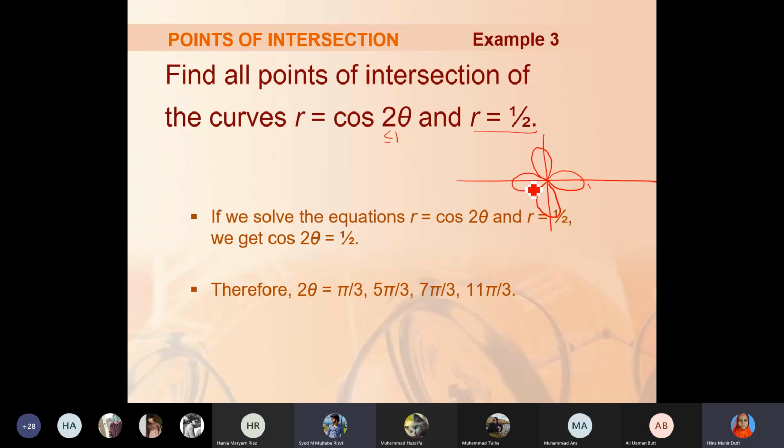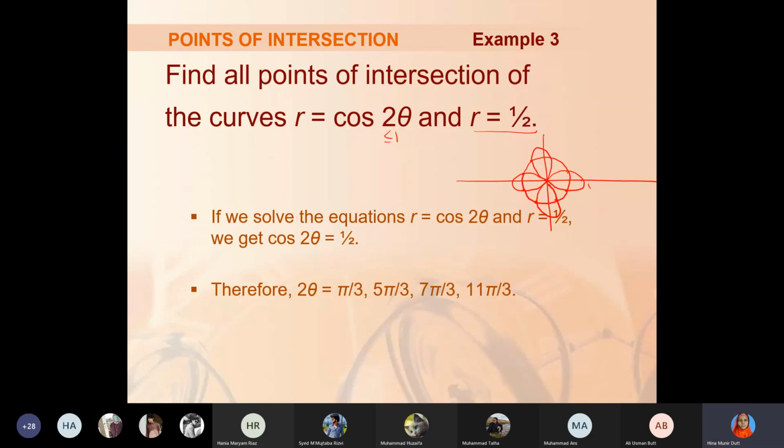Circle with radius 1 by 2 and center at the pole. So how many points of intersection? This point, 2, 3, 4, 5, 6, 7, 8. So we have 8 points of intersection.